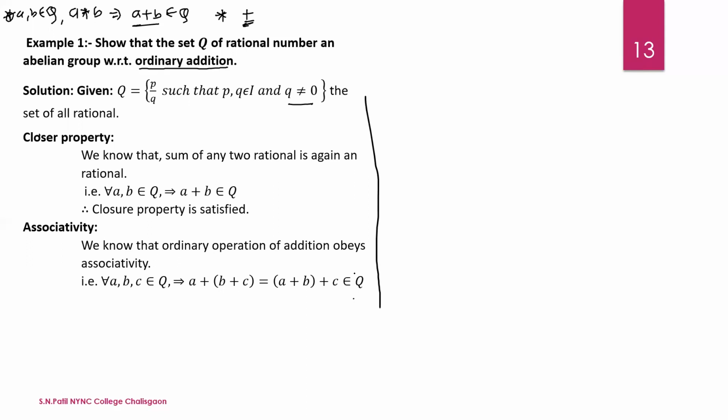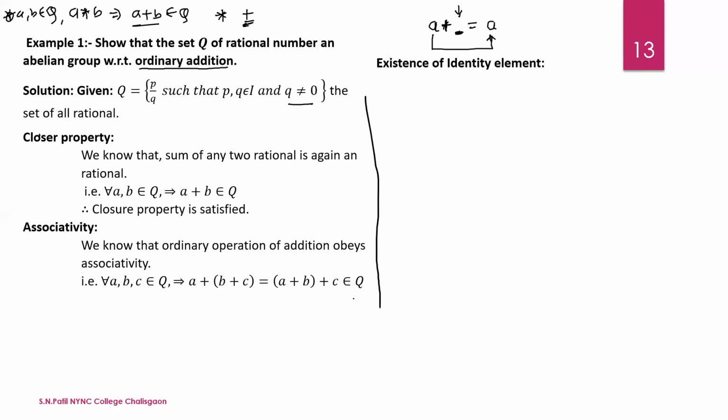Now next, existence of identity element. Existence of identity element means what? The operation here is plus, A plus E is equal to A. We find this identity element such that we get A. So find the number in the set of rational numbers such that after adding this number, we get A as it is.